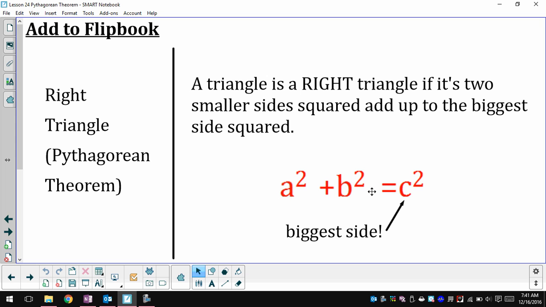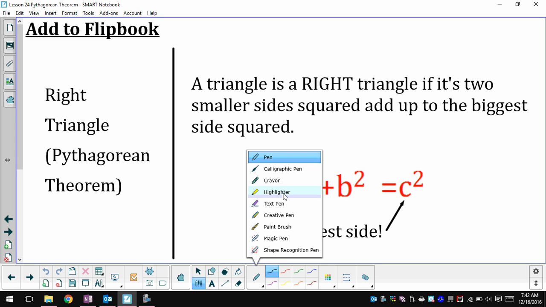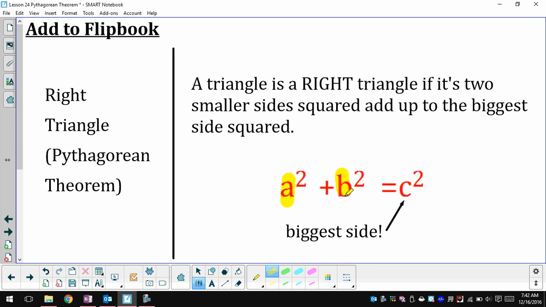The way we're going to use that is if we can take the two smaller sides, and plug those in for a and b in this formula. So a and b are the two smaller sides. And if we take the longest side, which we call hypotenuse in a right triangle, if I square the smaller sides and add them together, and they're equal to the biggest side squared, then we can call the triangle a right triangle. So even if we don't know if it has a right angle, but we know the lengths of the three sides, if we plug them into this formula and it works out that the left side is equal to the right side, then we know it's a right triangle.